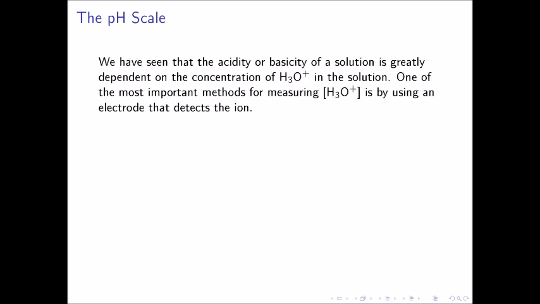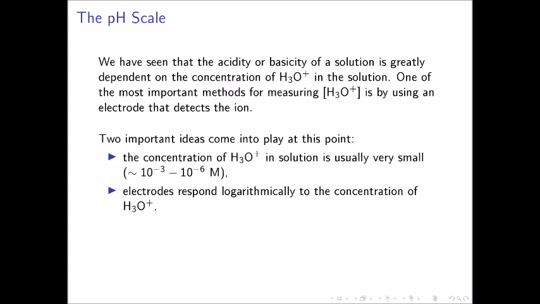In previous videos, we have seen that the acidity or basicity of a solution is greatly dependent on the concentration of hydronium ion in the solution. One of the most important methods for measuring the concentration of hydronium ion is by using an electrode that detects the ion. Two important ideas come into play at this point. First, the concentration of hydronium ion in solution is usually very small, typically on the order of 10 to the negative 3 to 10 to the negative 6 molar. Secondly, electrodes respond logarithmically to the concentration of hydronium ion.